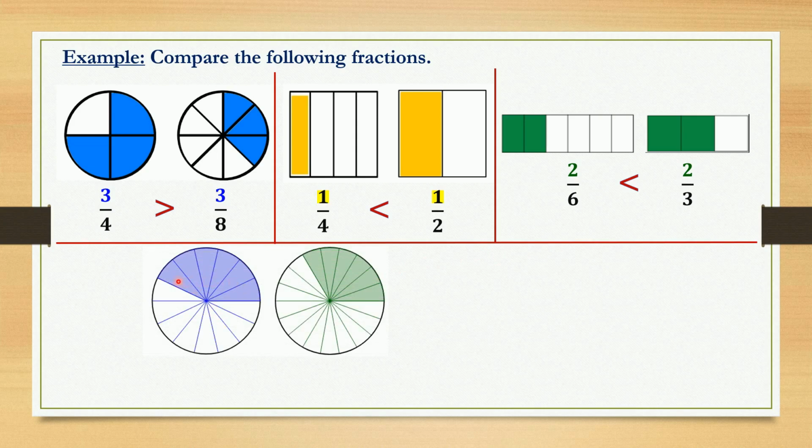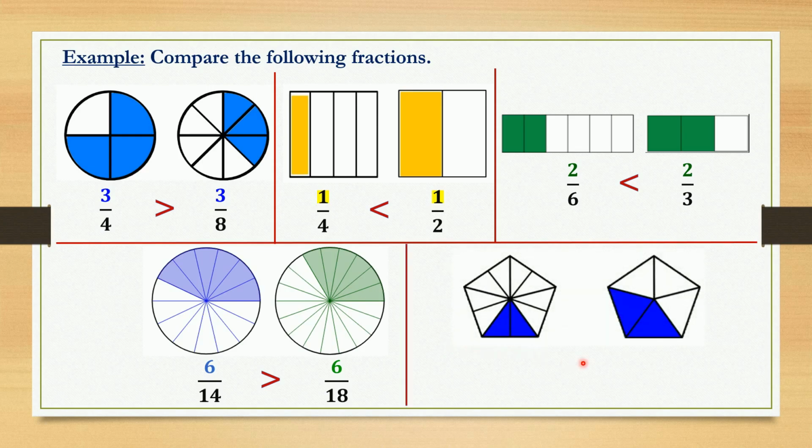Here these 6 colored pieces in purple represent the fraction 6/14, and the 6 colored green parts here represent the fraction 6/18, and 6/14 is greater than 6/18. These 6 pieces are bigger in size.